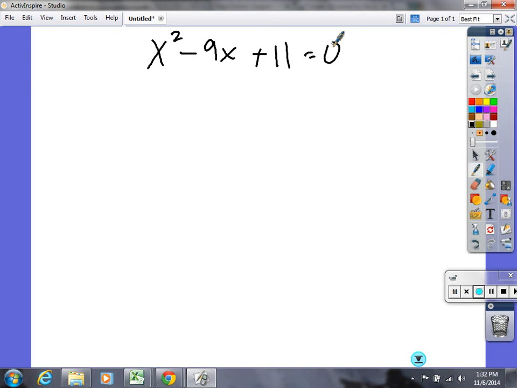And this one can't factor, because what's the factors of 11? 1 and 11, and that doesn't get me to 9, does it? So I can't do it that way. Would I want to complete the square with this one? Why? Because my middle number is an odd number, right? I don't want to play around with a fraction. I don't want to complete the square. I don't want to cut 9 in half.